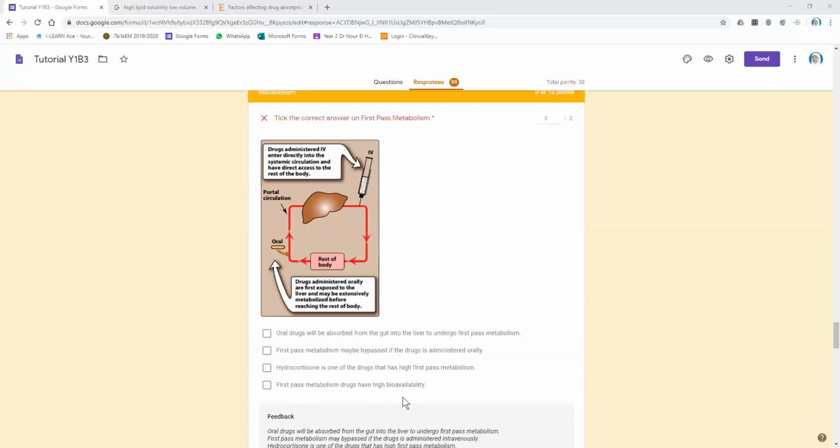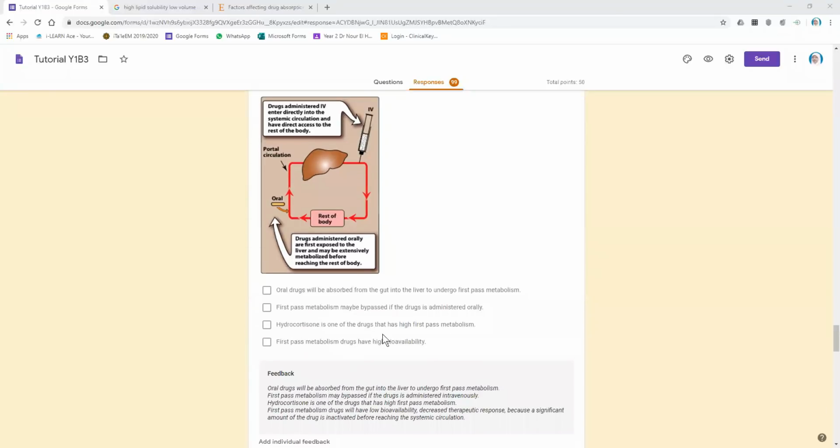First pass metabolism drugs have high bioavailability. If you remember, the high bioavailability is for intravenous injection, right? So first pass metabolism, of course, has a low bioavailability, because we give it orally.